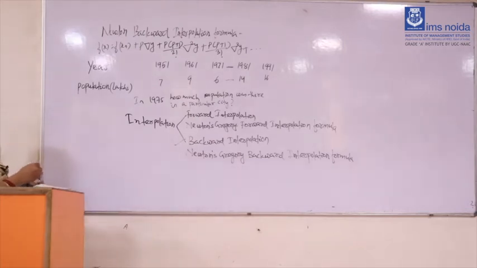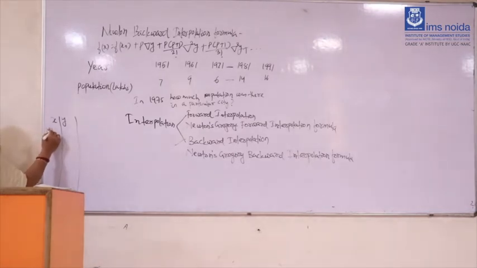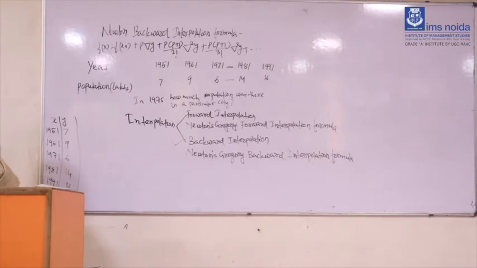So you have to construct a table like this, with the y values drawn like this. The x values you can write here: 1951, 1961, 1971, 1981, 1991. And the population in lakhs is given as 7, 9, 6, 14, 16. Now this is the table that we have to construct while discussing Newton's backward interpolation formula.